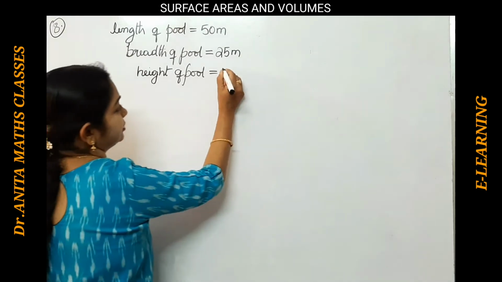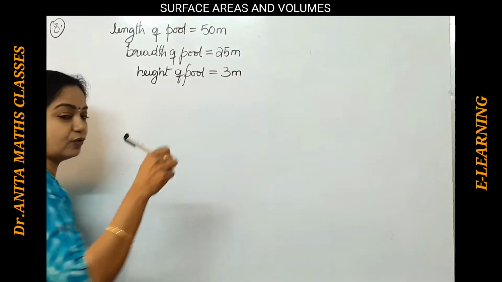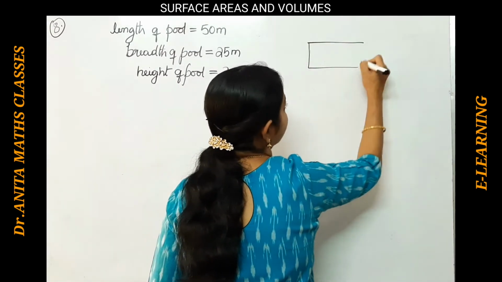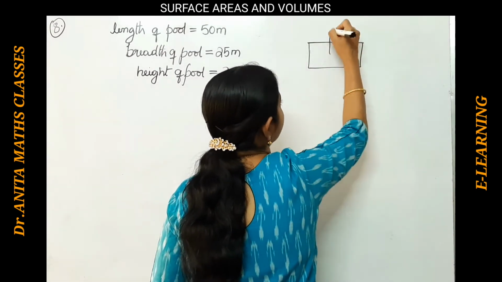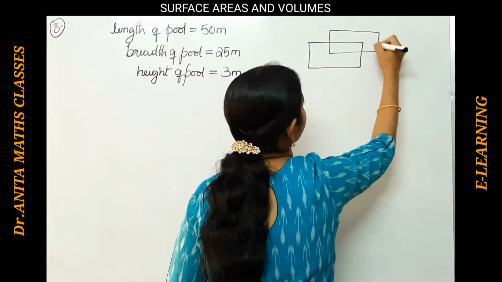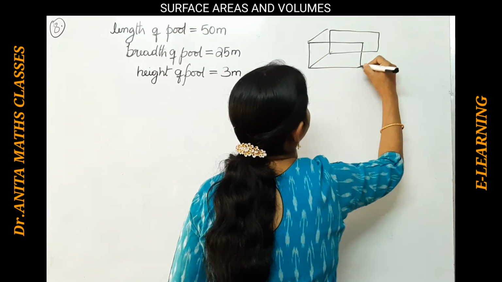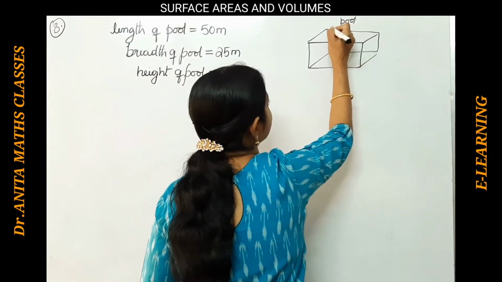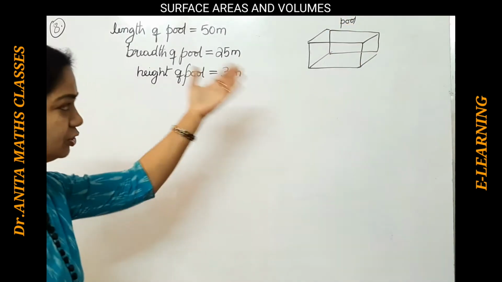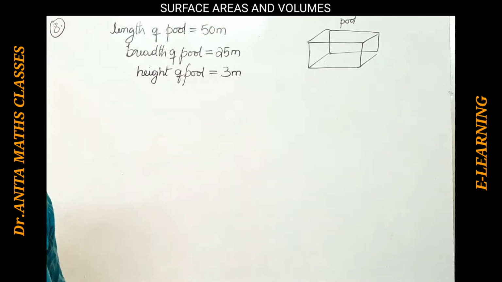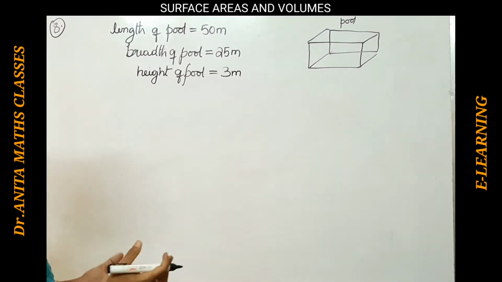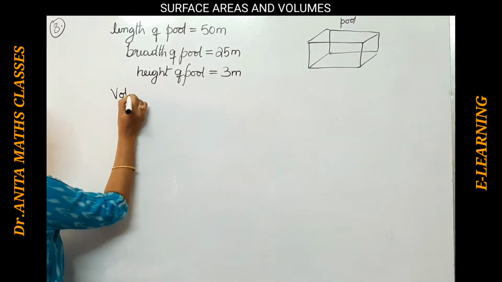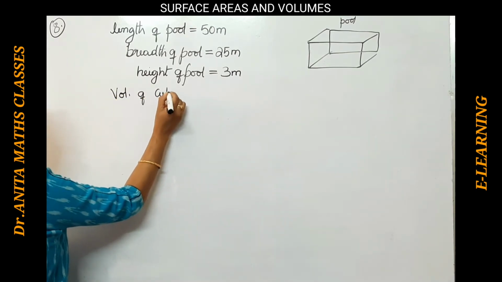Yes. Now first we will find the volume of that swimming pool, and wherever mensuration and surface areas are involved, if the diagram is not given, you have to draw the diagram. So this is the swimming pool, which is cuboidal in shape, right? Now here we have to find how much water it holds in liters. That means the volume. So here, volume of cuboid.